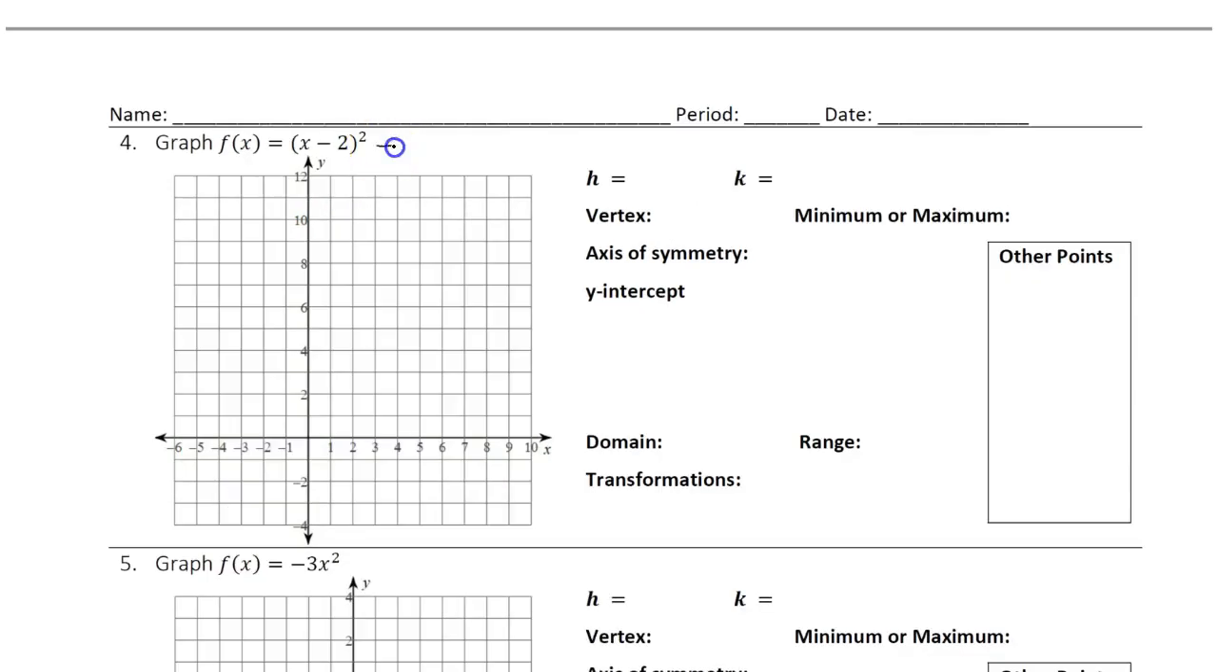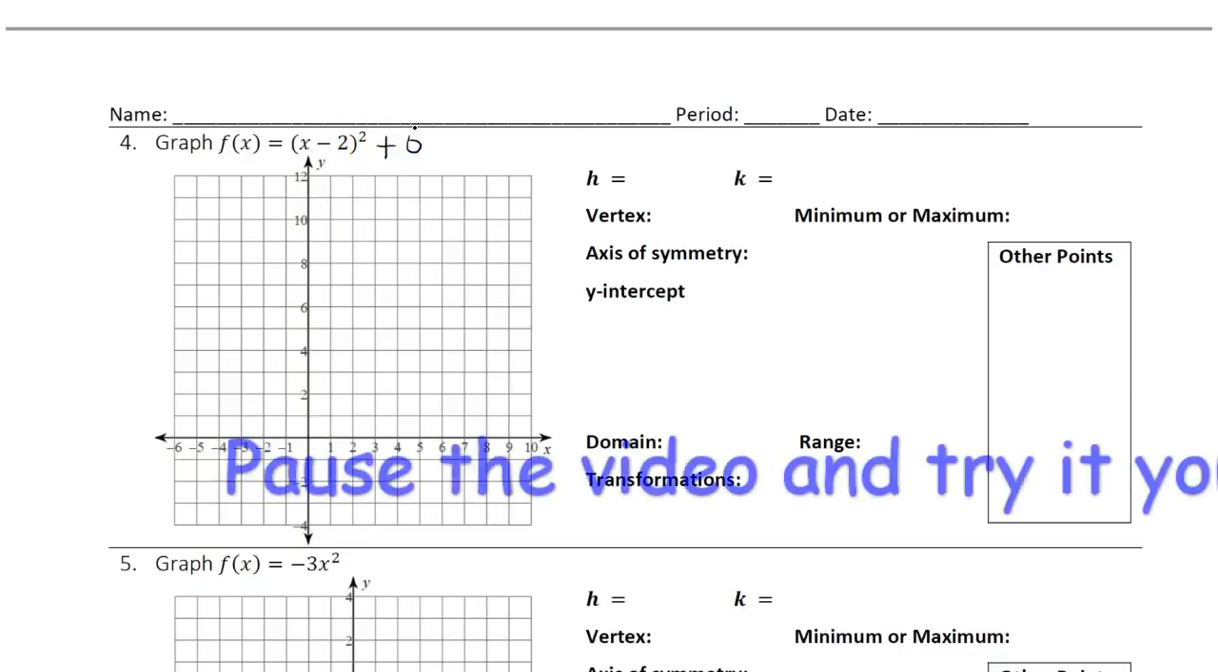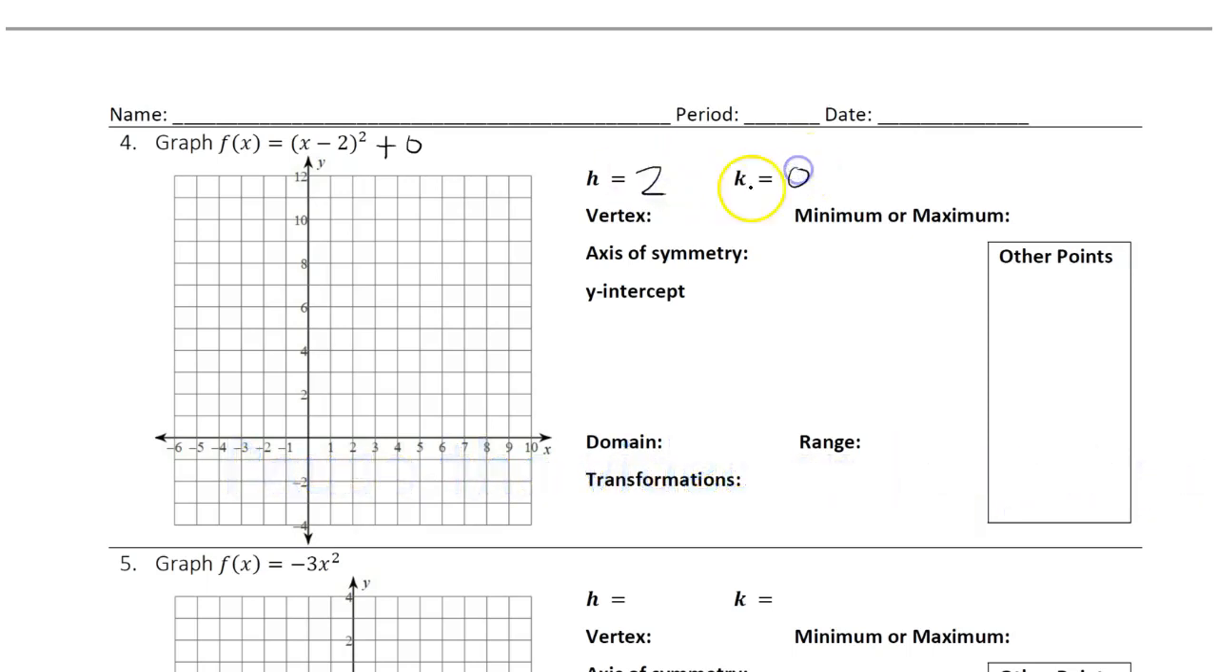This parabola is missing the constant on the end. Add a 0 and proceed as usual. Pause here to try it yourself. Now that you have tried it, check your work.